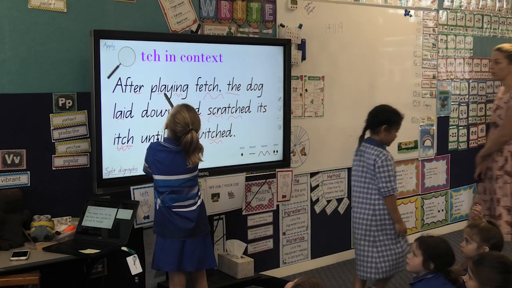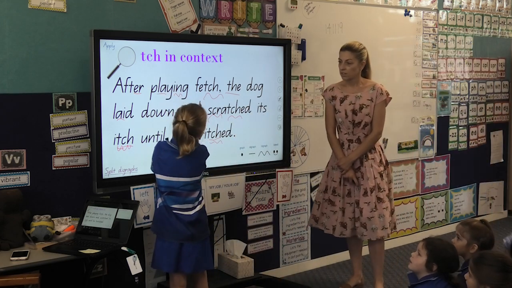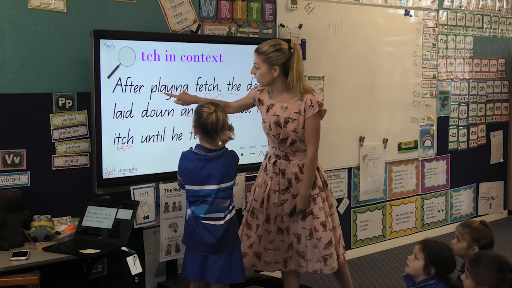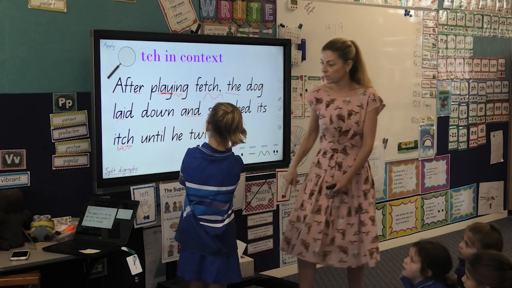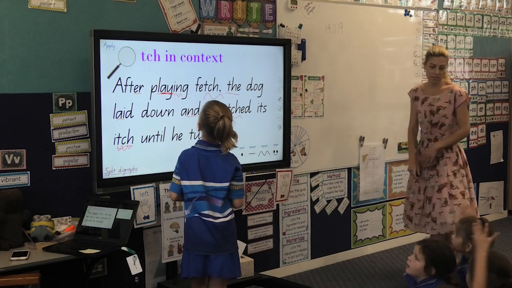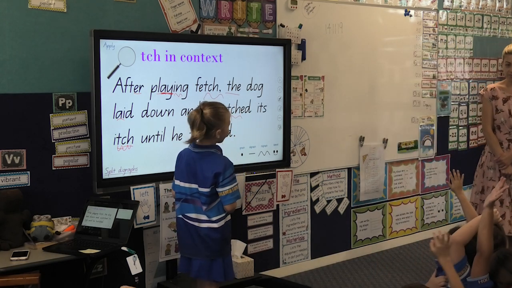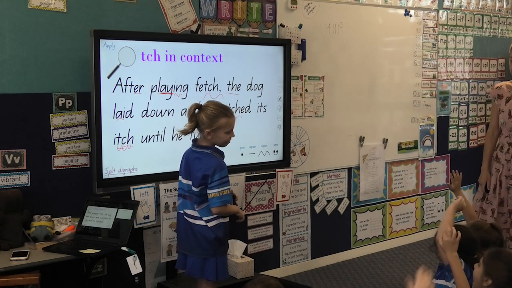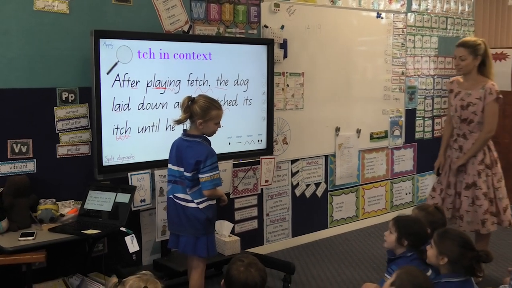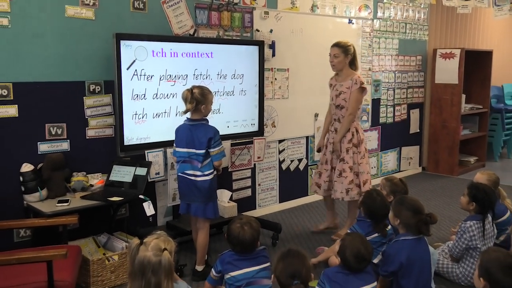What vowel digraph is it? Oh, you need this one. What is it? We can help, Cadence. What is it? Everyone together, go. A like train. A like train.